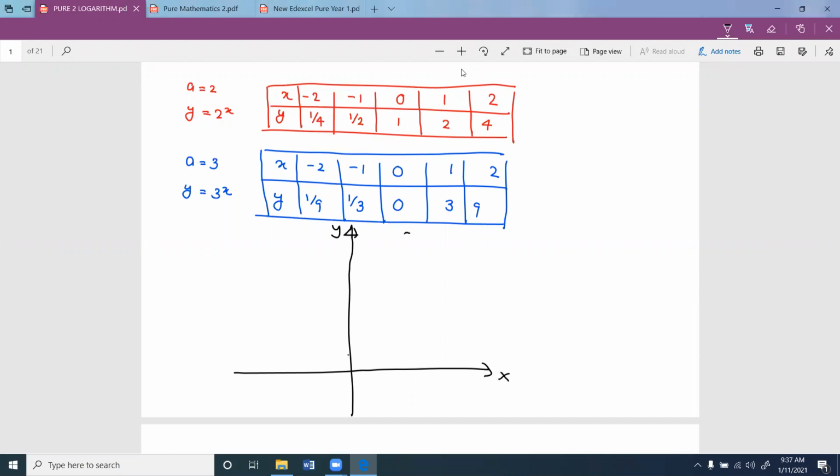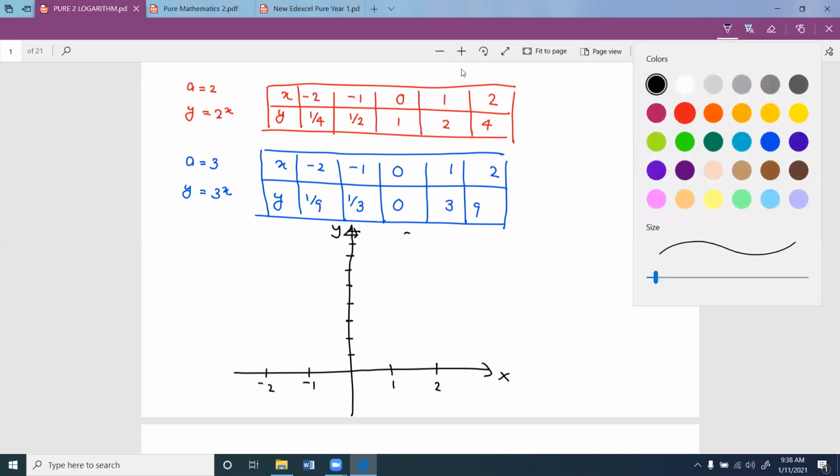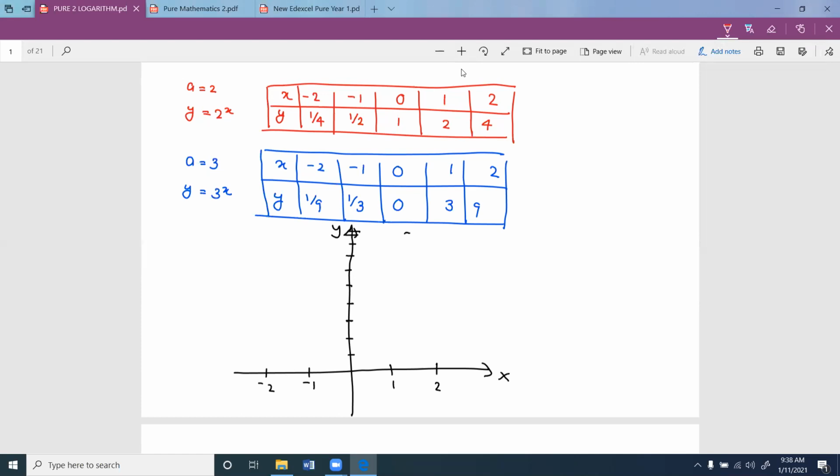Then I mark 1, 2, 3, 4, 5, 6, 7, 8, and 9 somewhere over here, right? Then put the x values 1 and 2, and this is minus 1 and minus 2. Then plot the red one here. When x equals minus 2, it's 1 over 4. It's somewhere over here. This is a little bit higher, and this is 1.